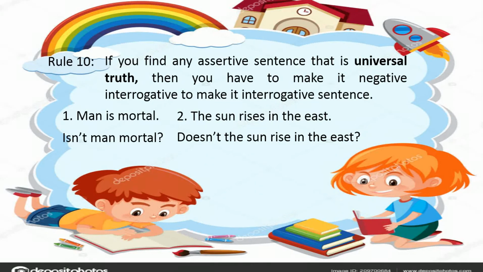Number 2 example, the sun rises in the east. Write the answer. Doesn't the sun rise in the east? Here the sun rises in the east is present indefinite tense and the subject is third person singular number. That is why you can use doesn't. So doesn't the sun rise in the east? So if you want to make a universal truth sentence into an interrogative one, then you have to make it negative interrogative. Just try to remember it. Milk is white. Isn't milk white? That is all.